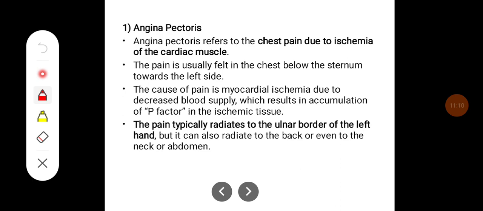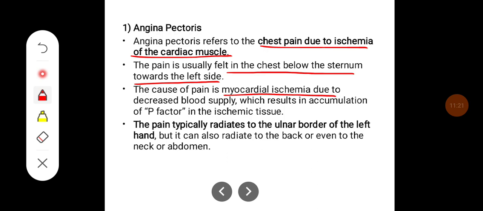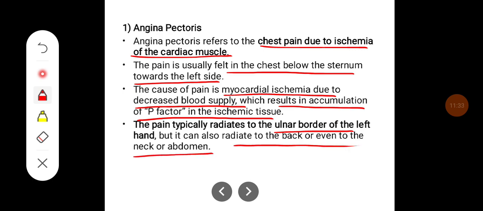Angina pectoris refers to the chest pain due to the ischemia of the cardiac muscle. The pain is usually felt in the chest below the sternum towards the left side. The cause of pain in myocardial ischemia is the decreased blood supply, which results in accumulation of the P factor in the ischemic tissue. The pain typically radiates to the ulnar border of the left hand, but can also radiate to the back, or even the neck or the abdomen.